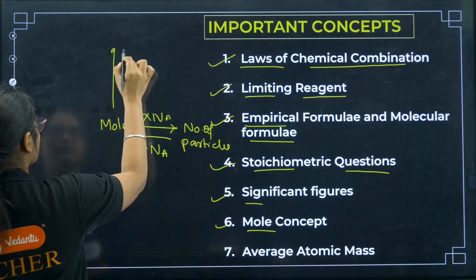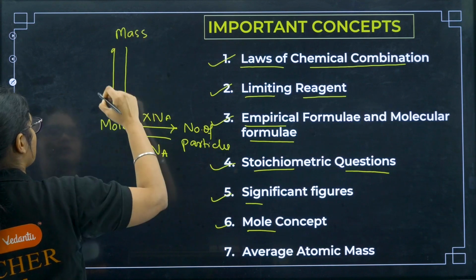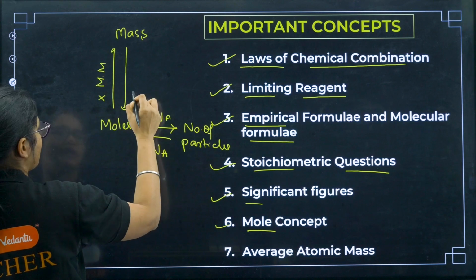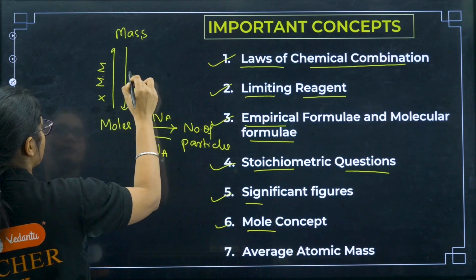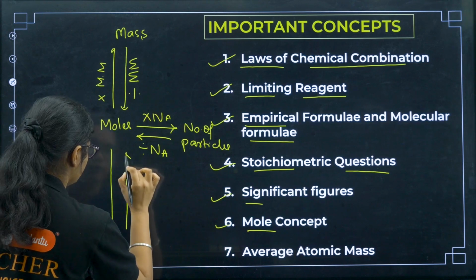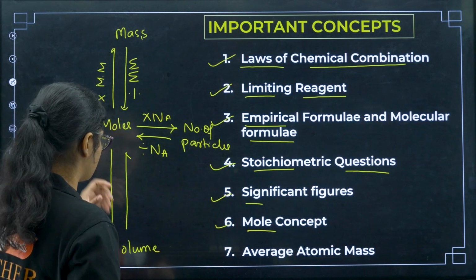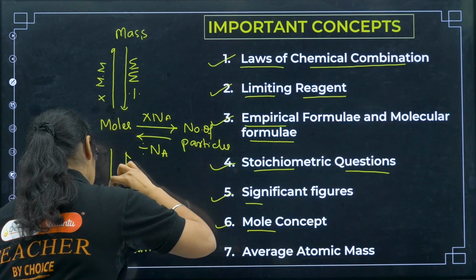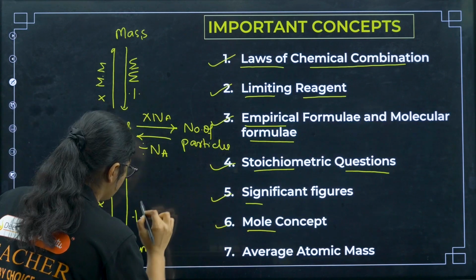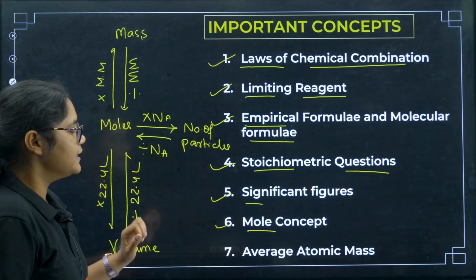Similarly, coming to mass, if you have moles and you want to calculate mass, then multiply with molecular mass, and if you have mass and you want to calculate moles, then divide by molecular mass. Next we have volume. If you have moles and you want to calculate volume, then multiply by 22.4 liters, and if you have volume and you want to calculate moles, then divide by 22.4 liters. Okay, so this is done.